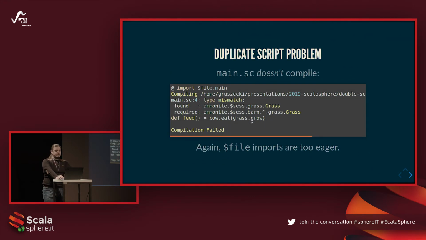And the reason why it doesn't work is that, again, Ammonite file imports are too eager. The file is imported immediately as soon as Ammonite sees it, and Ammonite doesn't really know what name to assign to the file. So this means that we end up compiling the grass twice, and then the actual Scala compiler fails because it sees two different modules.